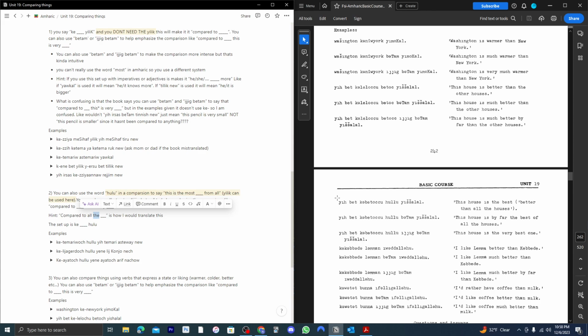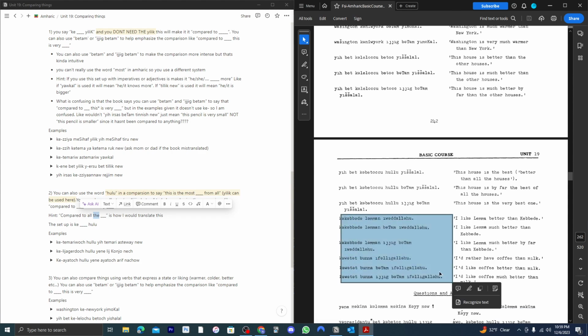Anyway, you hit beit ke beitochu, so this house compared to all the other houses, inshallah. So this house is the best, better than all the other houses. You hit beit ke beitochu hulu, the same idea. Just put but to make it more emphasizing, it's by far the best house. You hit beit ke beitochu hulu ijig but, inshallah, this house is just way better than all the other houses.